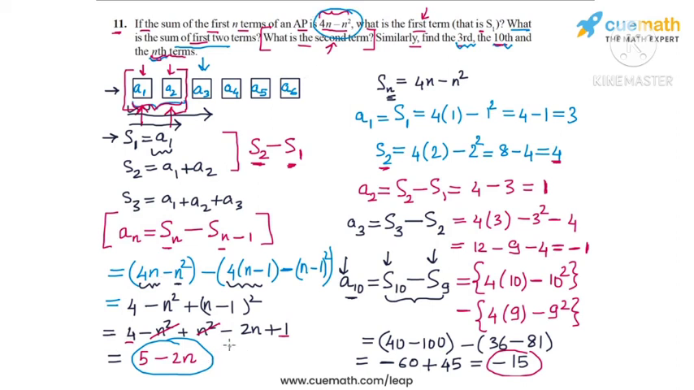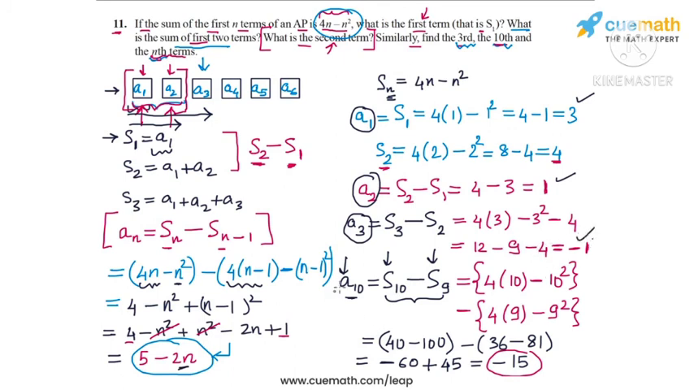And now you can verify that this expression is correct. If you put in different values of n, you should get different terms of the AP. So if you put n equal to 1, you should get A1, which is 5 minus 2 or 3. So this is correct. If you put n equal to 2, you should get A2, which is 5 minus 2 into 2 or 5 minus 4 equal to 1. If you put in n equal to 3, you should get A3, which is 5 minus 2 into 3 or 5 minus 6 or minus 1.